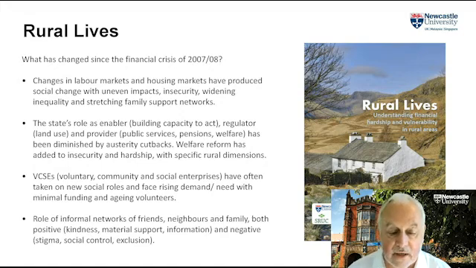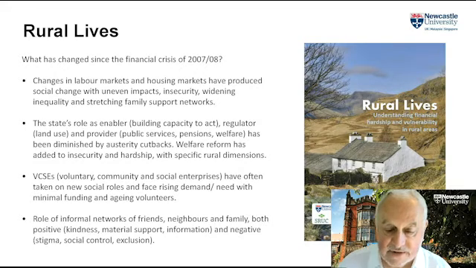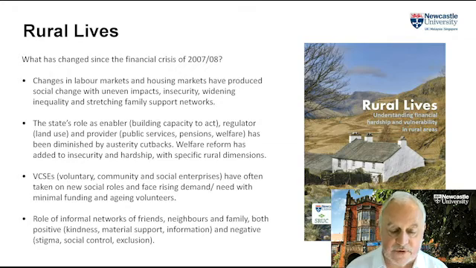The other main source of support in rural communities is the role of informal networks of friends, neighbours and family, often thought to be of greater importance in rural communities. And indeed, we did find in many communities there was a lot of this type of support. There was a lot of kindness, a lot of material support, a lot of information as well. But at the same time, there was a negative side to it.